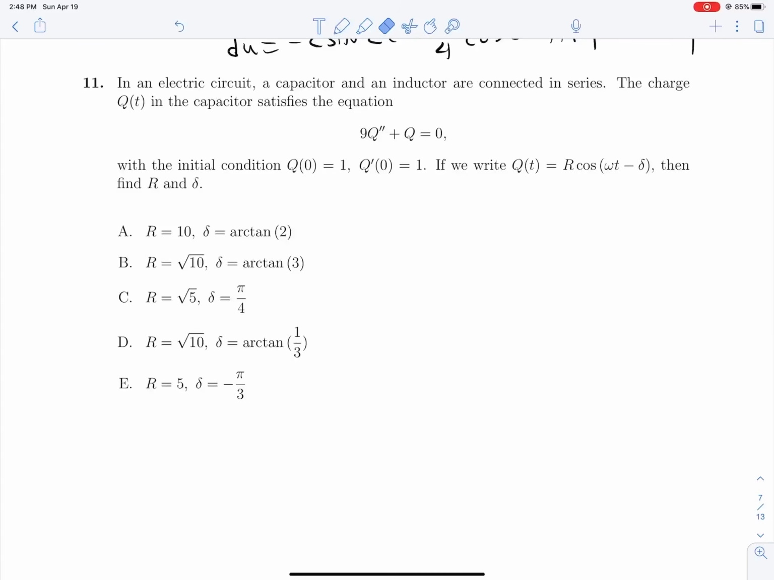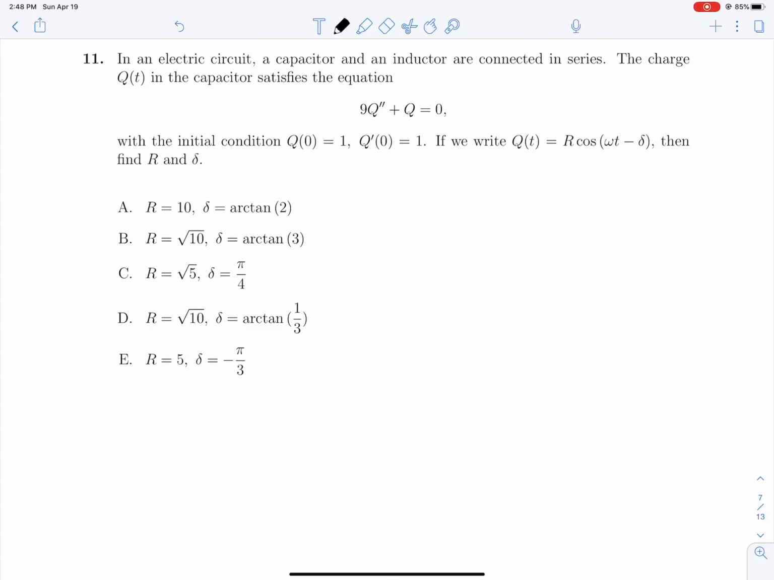I have to erase this. There we go. In an electric circuit, a capacitor and an inductor are connected in series. The charge Q of t in the capacitor satisfies this differential equation here with some initial conditions. If we are writing Q of t in that form there, then we need to find capital R, which is the amplitude of the motion, and delta, which is what we would call the phase angle, which we know to be the arctangent of B over A.